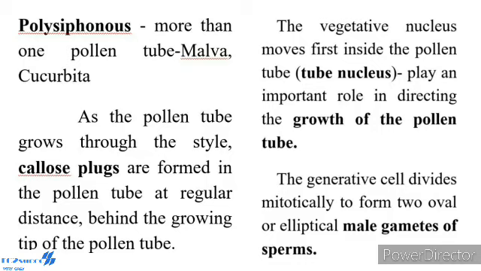The vegetative nucleus moves first inside the pollen tube. Now it is called the tube nucleus. The tube nucleus is assumed to play an important role in directing the growth of the pollen tube. The generative cell divides mitotically to form two oval or elliptical male gametes or sperm. The formation of two male gametes or sperm from a generative cell is known as spermatogenesis. In the majority of angiosperms, the generative cell divides to form two sperm just prior to the entry of the pollen tube into the embryo sac.